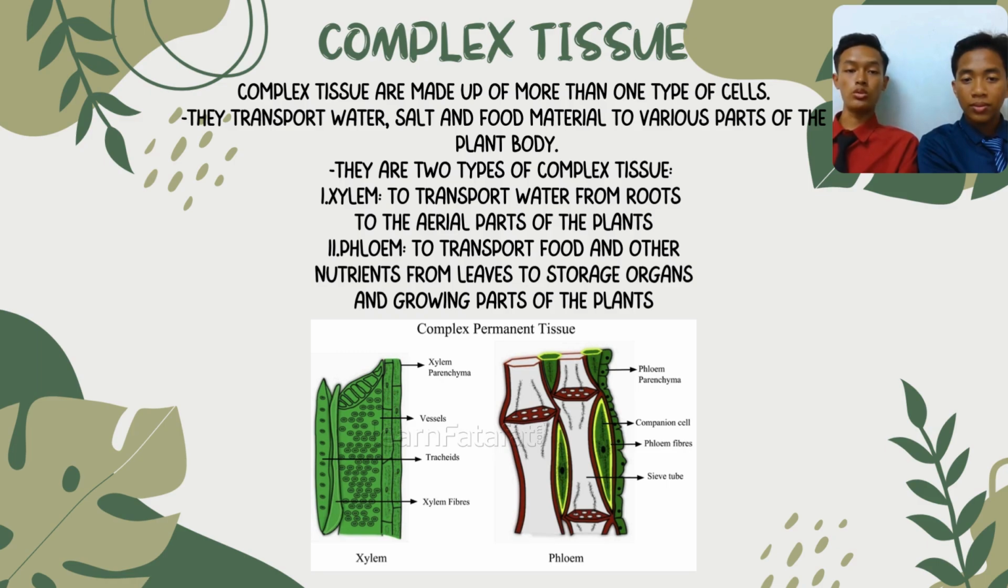Next, complex tissue. Complex tissue are made up of more than one types of cells that transport water, salt, and food materials to various parts of the plant body. There are two types of complex tissue, such as xylem and phloem.